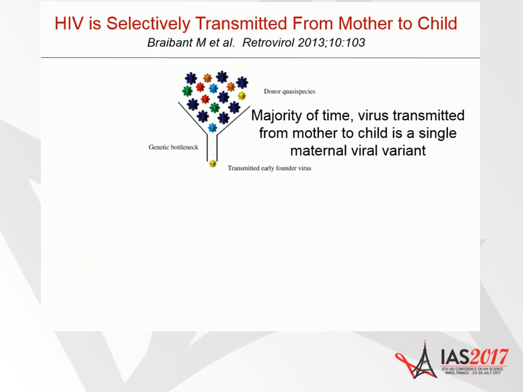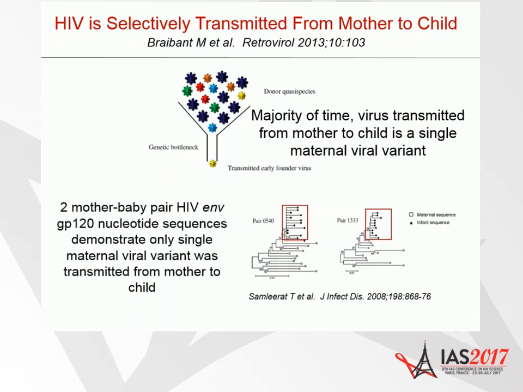So HIV is selectively transmitted from mother to child. Most of the time, the virus transmitted from mother to child is a single variant, as you can see in this figure from a study in 2008, that only a single maternal variant, in the little red box there, was transmitted from mother to child.